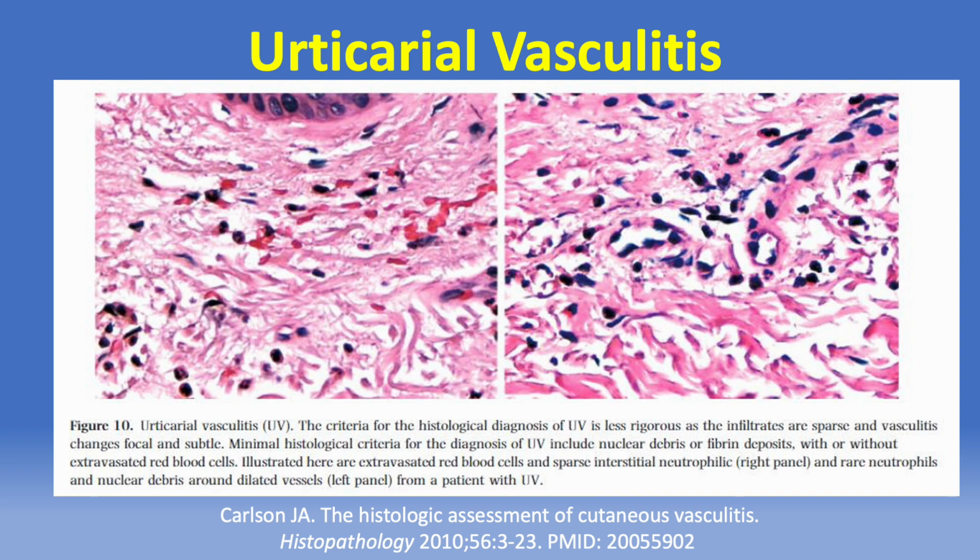And so here we have a couple of, if you will, par for the course histologic examples of clinically confirmed urticarial vasculitis. On the left, we have extravasated erythrocytes and sparse neutrophils, but no nuclear dust or fibrin. And on the right, sparse neutrophils and nuclear dust, but no extravasated red blood cells or fibrin.